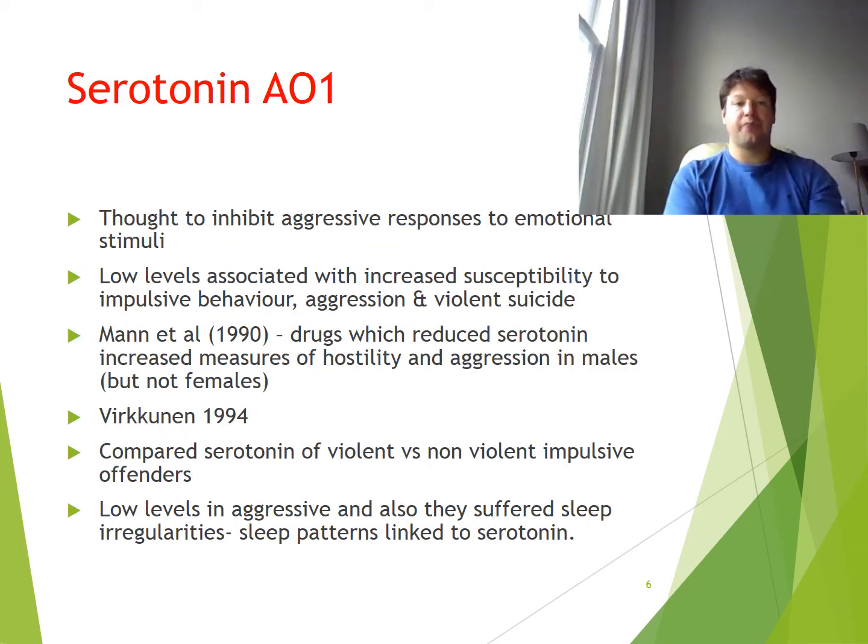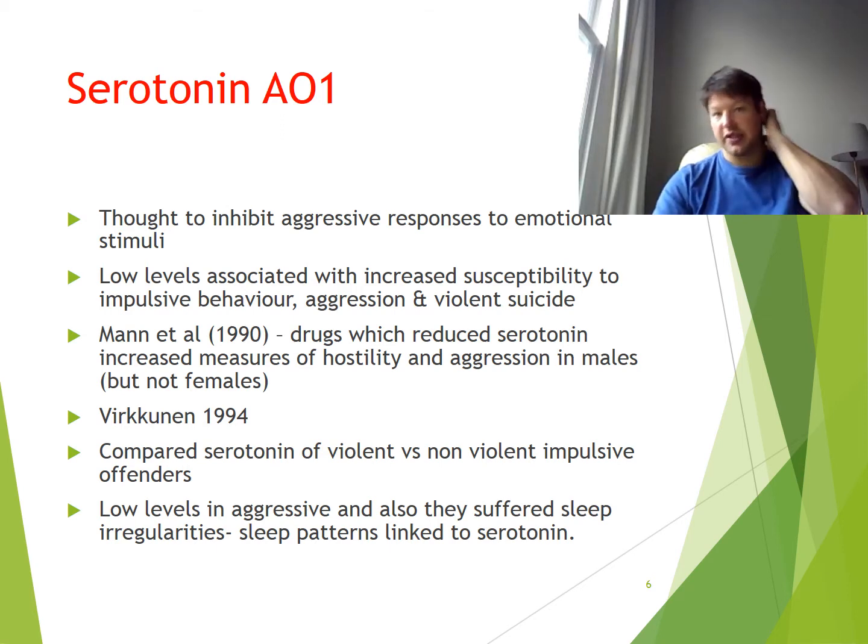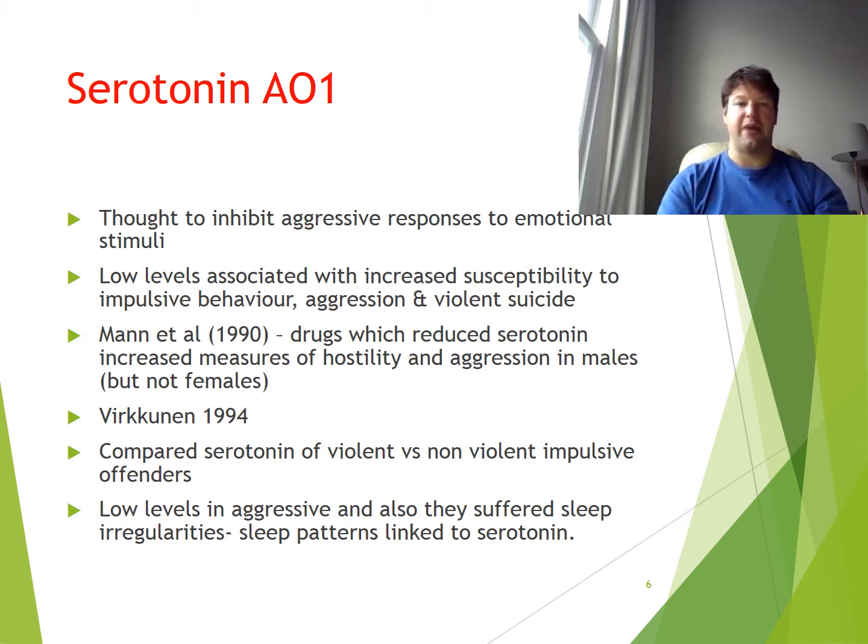Okay, serotonin, AO1 still, thought to inhibit aggressive responses to emotional stimuli, just need to understand that. If there are low levels of it, obviously it's not going to inhibit as much, it's not going to stop aggressive acts, so low levels are associated with increased impulsive behaviour, aggression and violent suicide. Manuck 1990, drugs which reduce serotonin increased measures of hostility and aggression in males, but not females, and we'll come to that later on, the gender imbalance in a lot of this work. So reduce serotonin, you increase aggression, and you just need to understand that link.